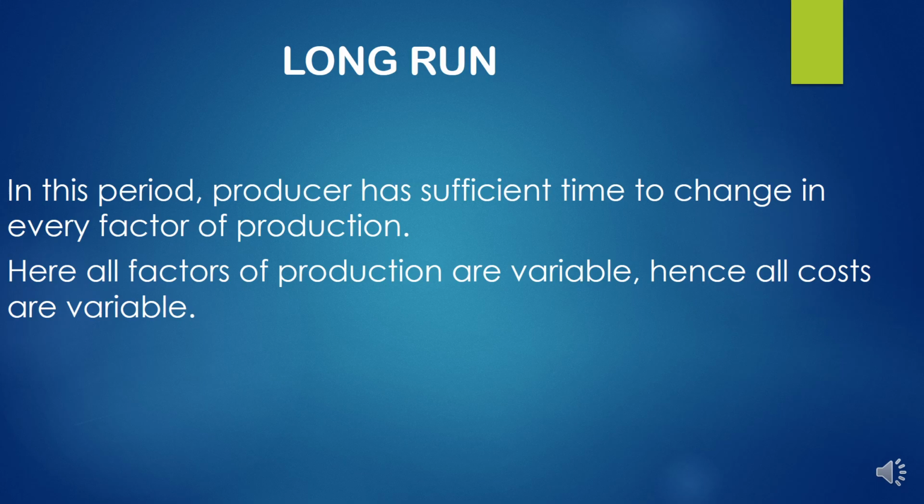Now coming to the long run. In this period, the producer has sufficient time to change every factor of production. Here all the factors of production are variable, hence all the costs are also variable. So there is no fixed cost and no fixed factors. There is sufficient time to change all four factors of production: land, labor, capital and organization.